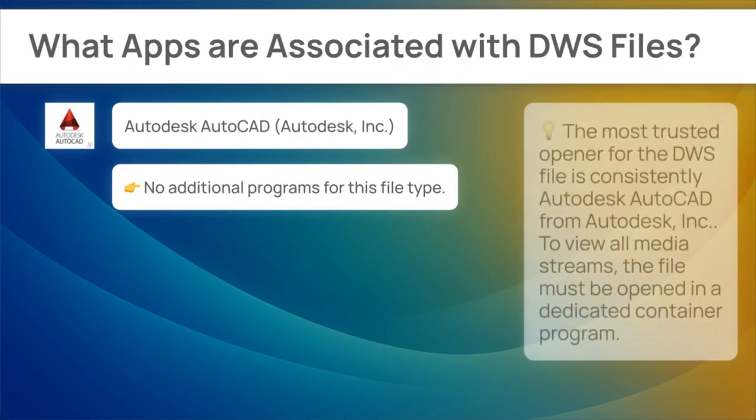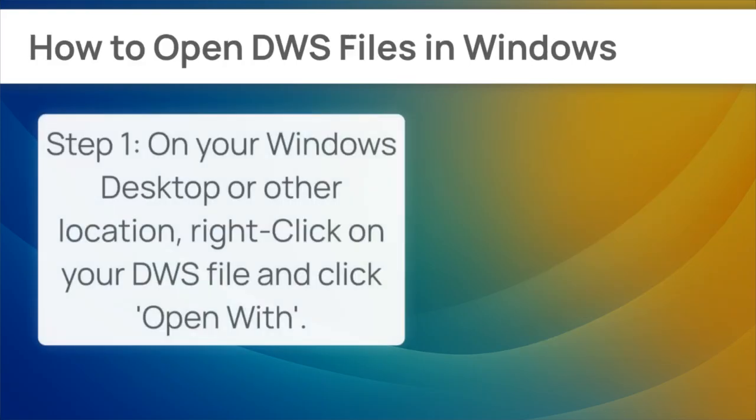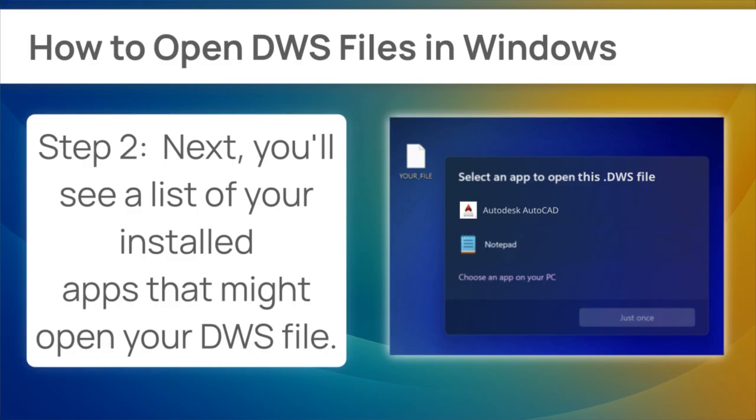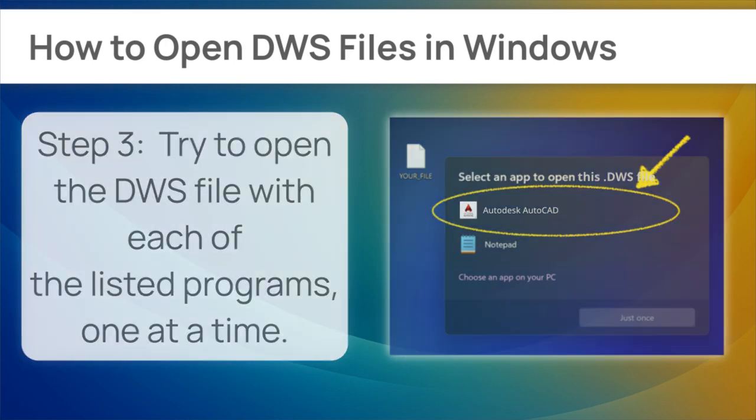To view all media streams, the file must be opened in a dedicated container program. Windows can preview only simple elements, so full exploration requires specialized modeling suites. The first step is testing the ecosystem. Right-click your DWS file and hit Open With. Try the recommended Autodesk AutoCAD first. If it's missing, choose another program. It's common to need more than one attempt.